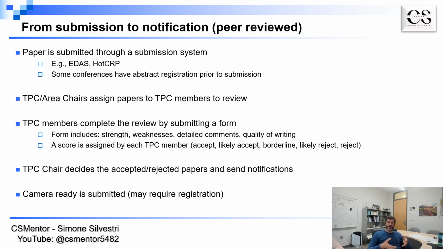Once all the reviews are done, the TPC members decide which papers should be accepted and which should be rejected. So generally, the scores of the TPC members are translated into numerical values, so the TPC chairs can look at, for example, what is the average score, what is the maximum score, minimum score, what is the standard deviation, what is also the reviewer expertise. So, for example, TPC members may say, I'm an expert in this topic, or they may say, I don't know anything about this topic, or I know very little about this topic. So all these components, including the reviews, are considered to decide if each paper needs to be accepted or rejected. And once this decision is made, the notifications are sent to the authors.